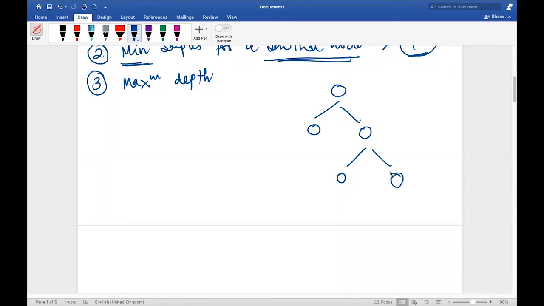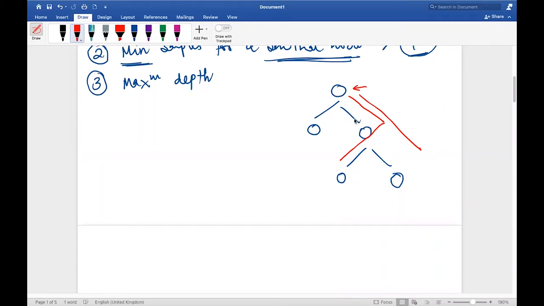Zero, one. The root node will be 0, then 1, then 2. See, first of all, the depth of a decision tree is the length of the longest path. What is the longest path here? If I have to take the longest path, this is the root node, so my splitting starts here. So this and this, or this. Any of these two I can choose? Yes.